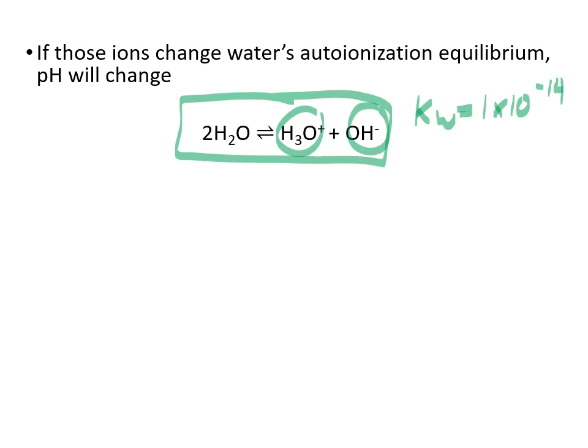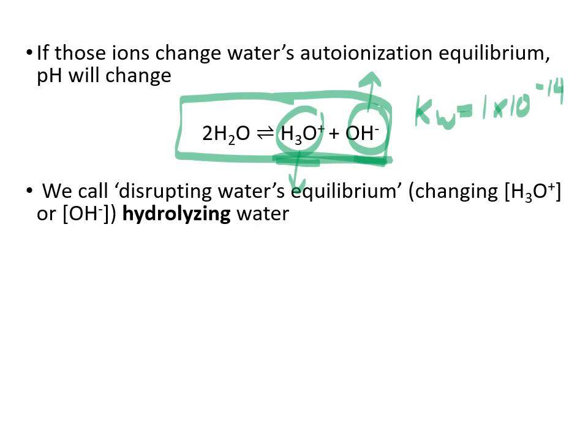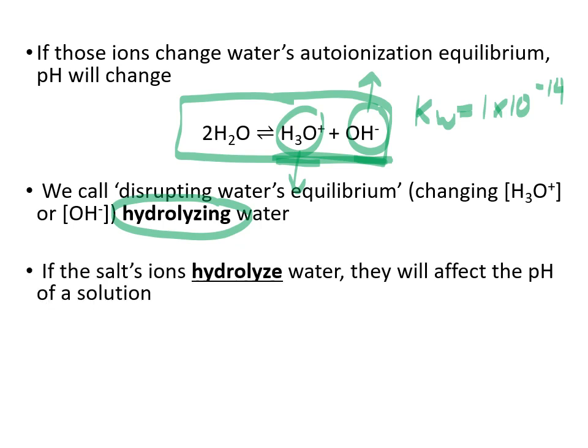If you add some ions that then disrupt this equilibrium, they could do that by taking some hydrogen ions out of it, or they could be taking some hydrogen ions from the water and then increasing the hydroxide ions. So however they disrupt it, if they do, they end up changing the pH. They cause an imbalance in the hydrogen or hydronium and hydroxide ion concentration balance. So we will refer to this as hydrolyzing water. You can imagine that if they start messing with water by either donating or taking hydrogen ions, then this will change the pH of the water. So if the salt's ions hydrolyze water, then they affect the pH of the solution.